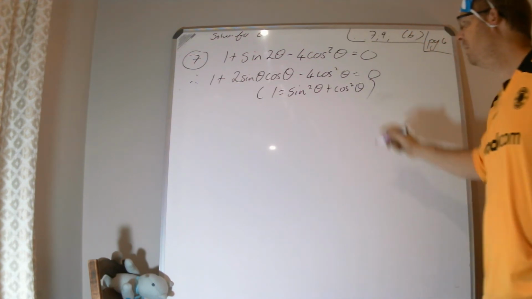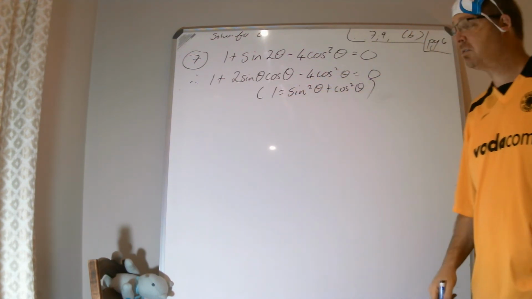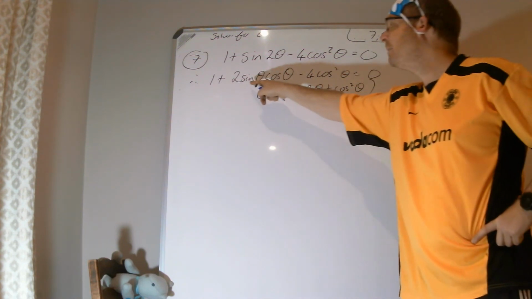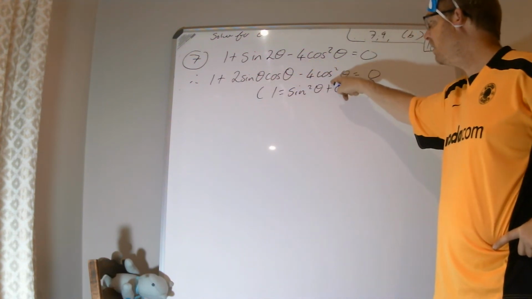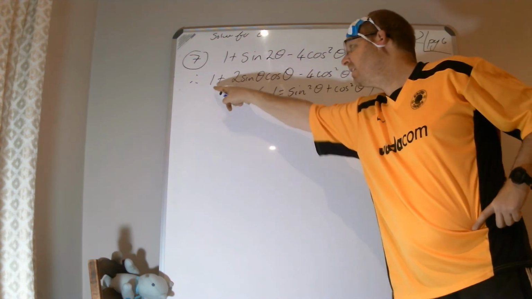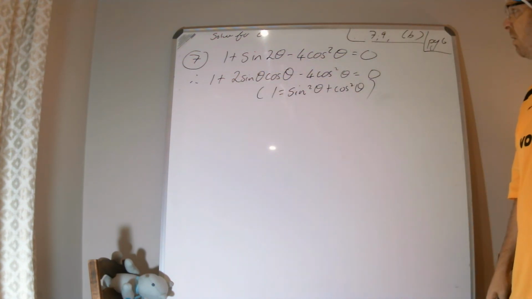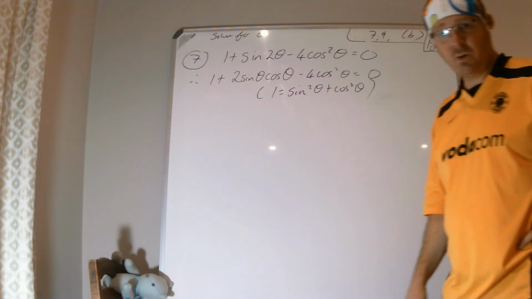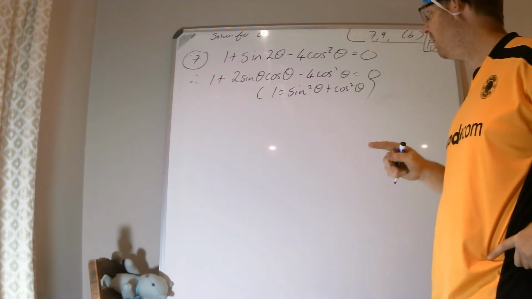Normally it's the other way around. We make sine squared theta plus cos squared theta equal to 1. But in this scenario, where sine and cos are glued together, and cos squared is there, to get a sine squared there, we're going to change that 1 into that. That's about the only time we really do that. Please don't do that often unless it's the last resort.